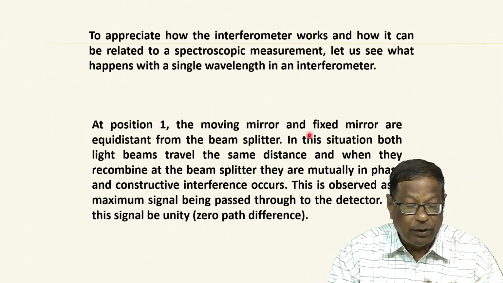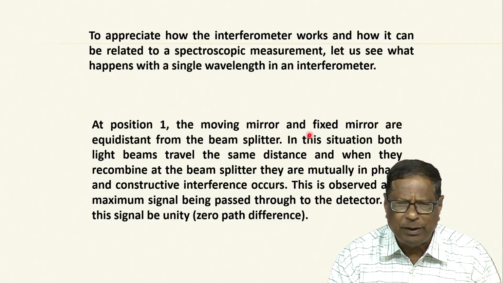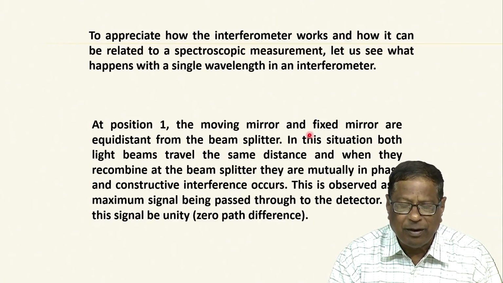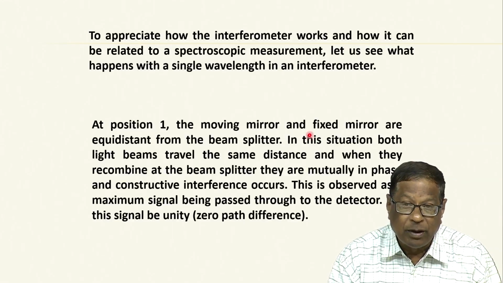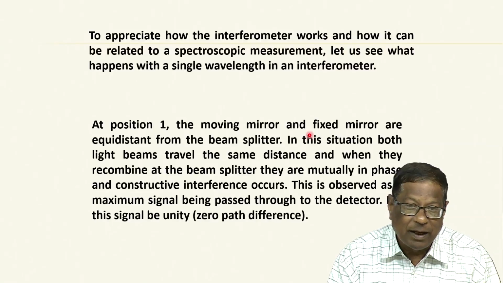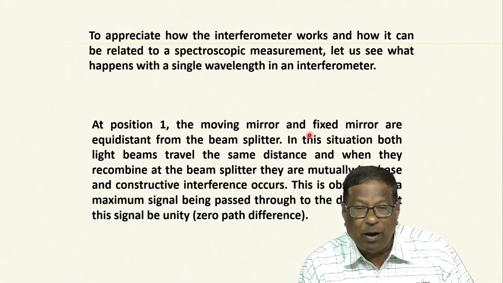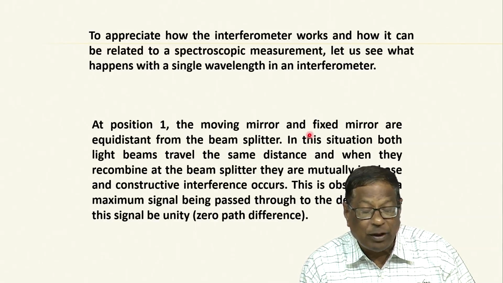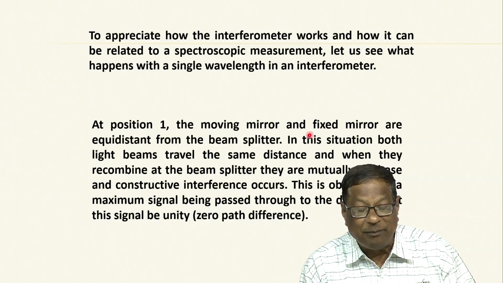Okay. Now, to appreciate how an interferometer works, so far I have told you what the interferometer is and what the arrangements are, etc. But how does it work? I have just given you a small introduction about the Fourier equation. Now, how a Fourier interferometer works and how it can be related to spectroscopic measurement. I had told you that both of them are somewhat similar, but how similar are they? So, let us see what happens with a single wavelength in the interferometer.